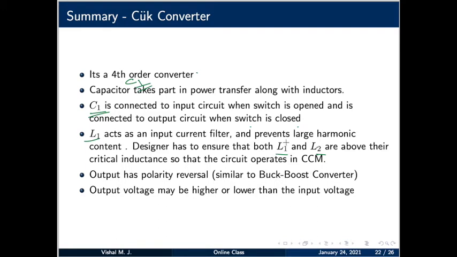How do we do that? We have to calculate L1 critical and L2 critical, and take 25% extra. 25 is just a thumb rule, you can take anything above that. 25 is a reasonably good bet, so that both of them will be operating in continuous conduction mode.